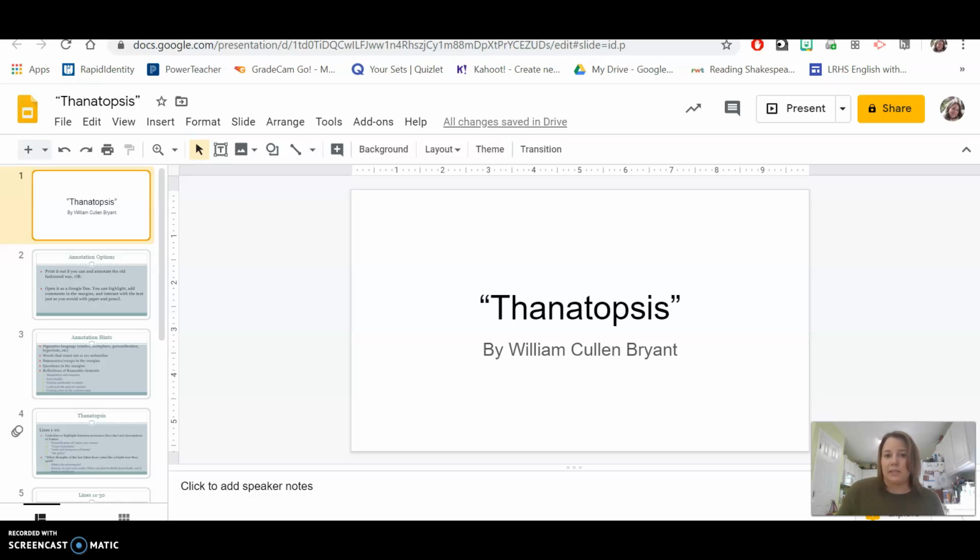And then you're going to practice this skill with a different poem. So we're going to use Thanatopsis as a model, and then you're going to do something similar on your own with a different romantic poem.